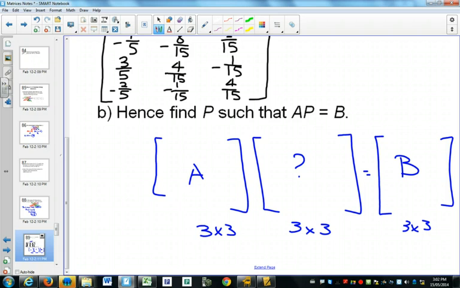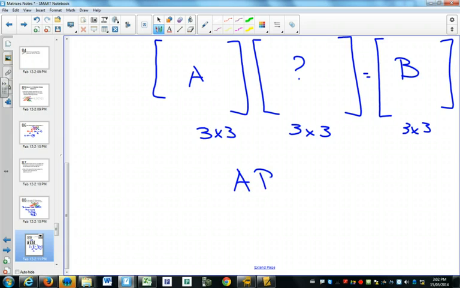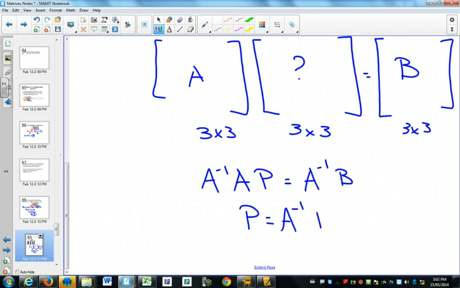So the idea is once you have your inverse, if you multiply this by its inverse, A inverse times A will be the identity matrix. But if I multiply the front of this side by A inverse, I'd have to multiply the front of this side by A inverse. This will just be identity matrix. Identity matrix times P will just be P. And so P will equal A inverse times B. And since you have that in your calculator already, you can enter that in.